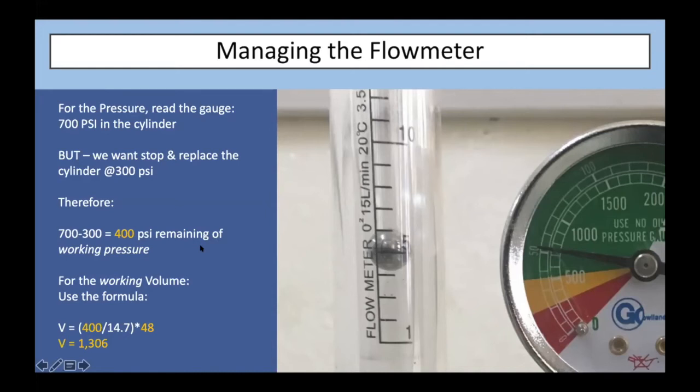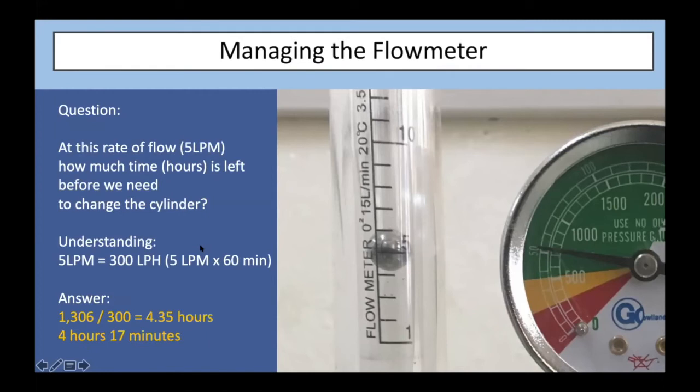Okay, that's great. The formula is a little sticky, and again, this is something that you can think about, look at later. I'll send the formula or you can copy it from this slide. But why is this important? Well, it's important because how much oxygen you have left gives you the idea of how much time before you need to change the cylinder.